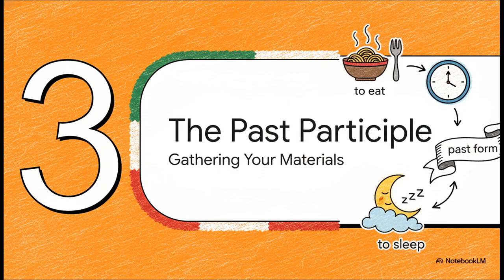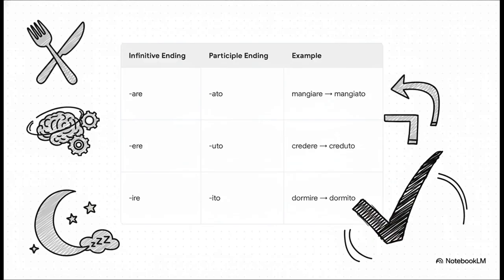The past participle. This is basically how we take a regular verb, like to eat or to sleep, and switch it into its past form, like eaten or slept. For most verbs, it's super regular and predictable. Look at this. If a verb ends in are, like mangiare, you just swap that ending for ato. If it ends in ere, like credere, it becomes uto. And for verbs ending in ire, like dormire, you guessed it, it becomes ito. It's a pattern. So mangiare becomes mangiato. Dormire becomes dormito. See? You're already halfway there.